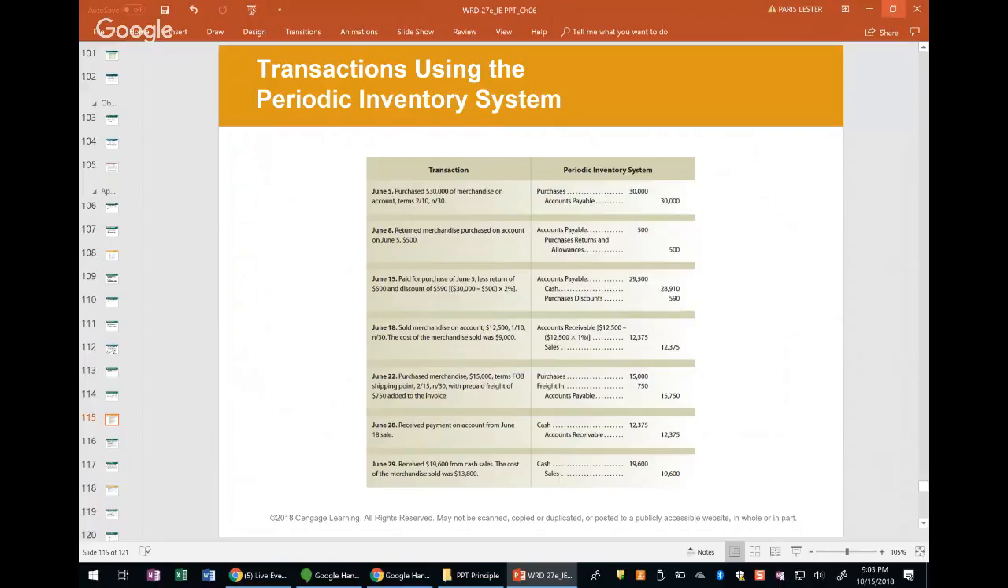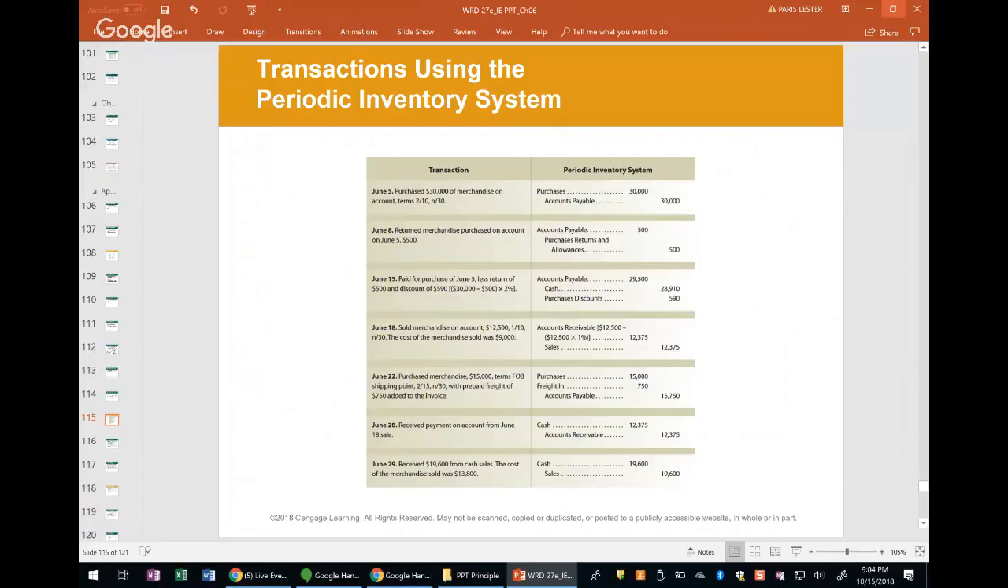All right. Paid for the purchase. Same entry. No, not the same entry. We debit accounts payable and credit cash only. This $590 purchase discount would have been recorded as $29,410 to merchandise inventory. We would have recorded that net. Here we record it gross. So we take a purchase discount.